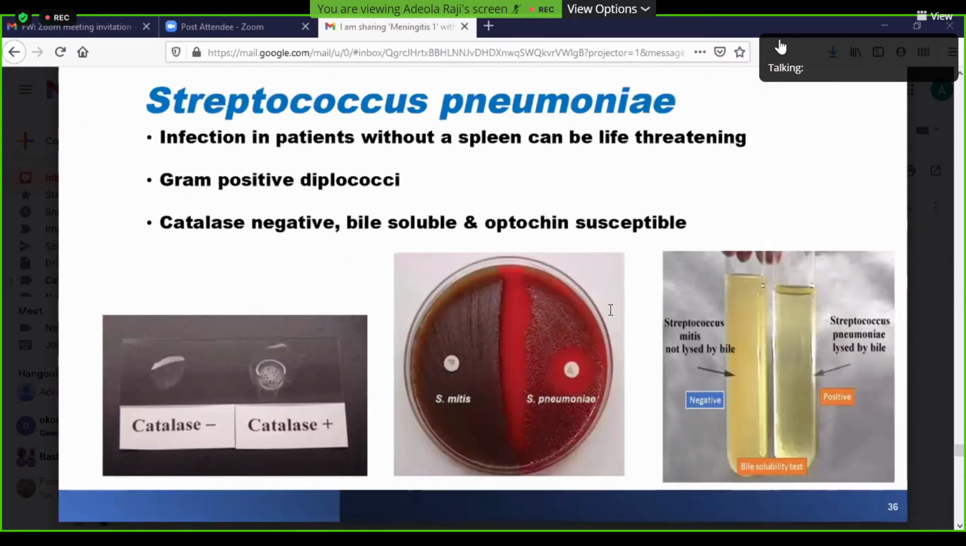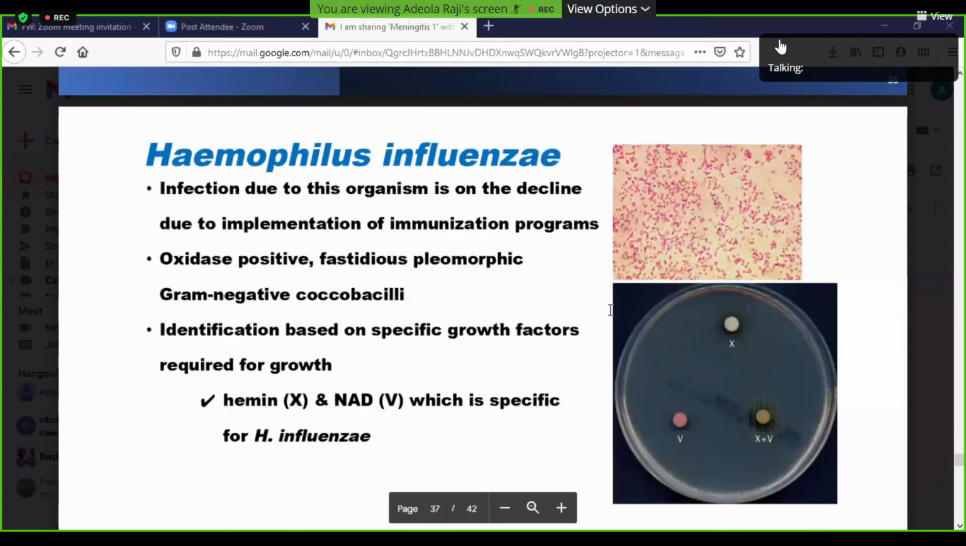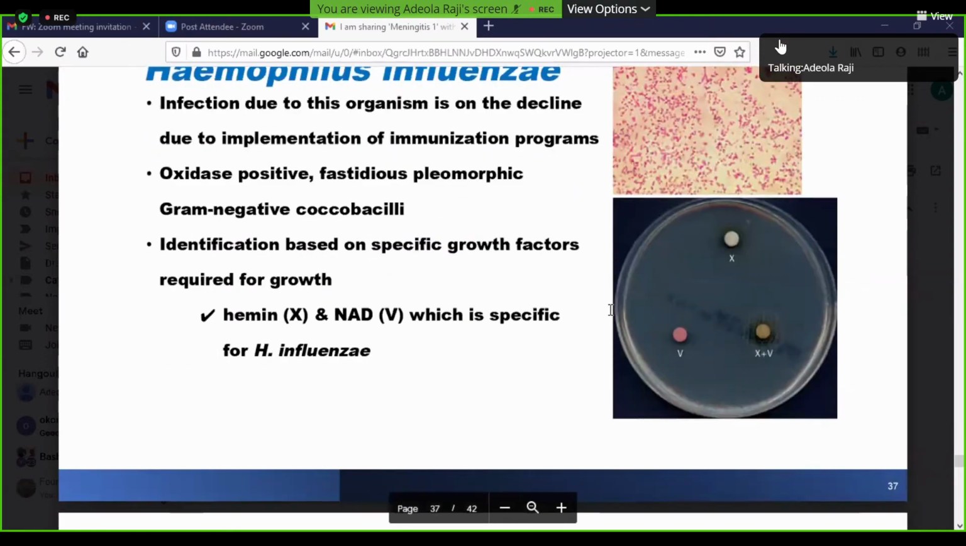With Strep pneumoniae, I won't go too much into this because I believe you're going to discuss this in the lab. With Haemophilus, again, I won't go too much into this. It's self-explanatory, and you're going to discuss this further in the laboratory.